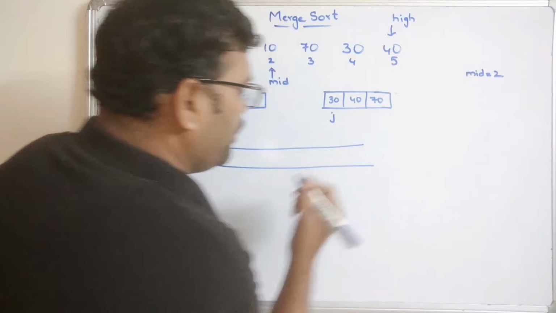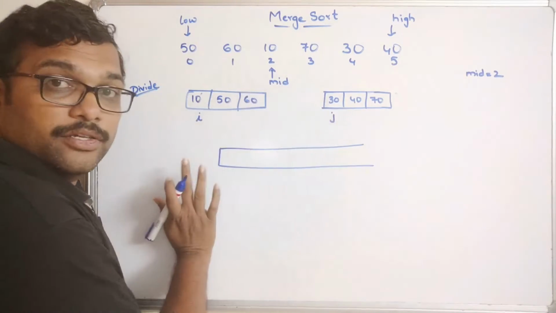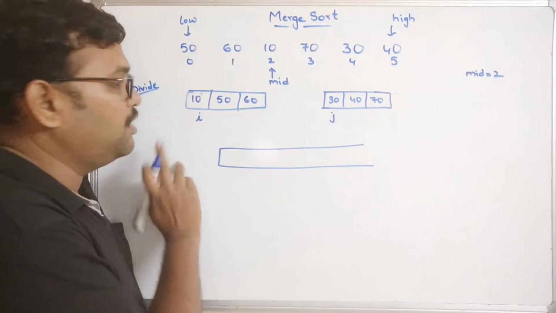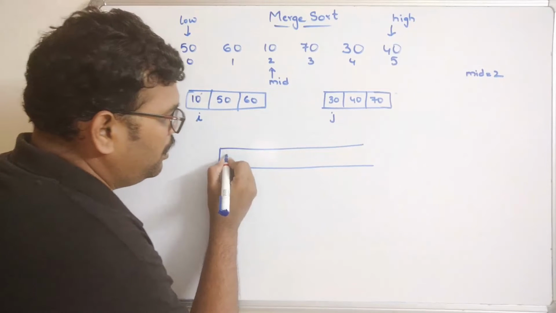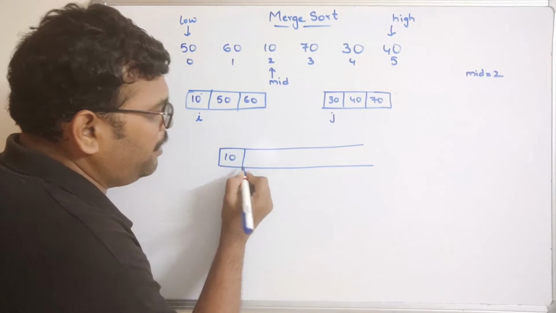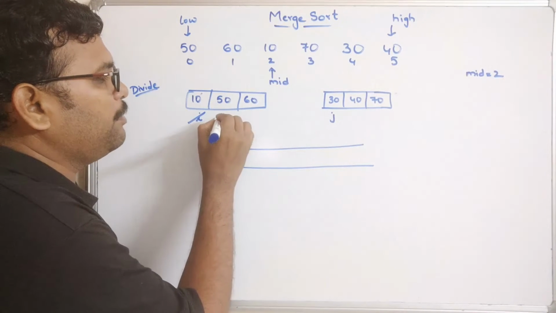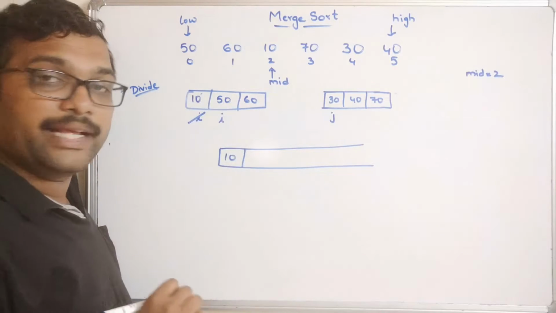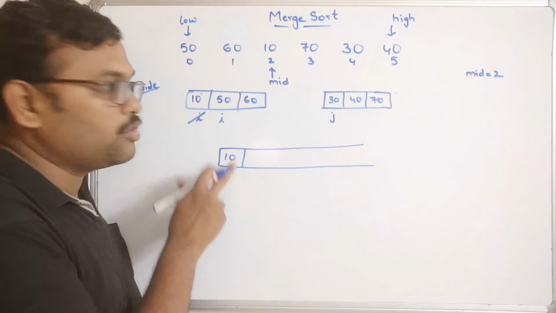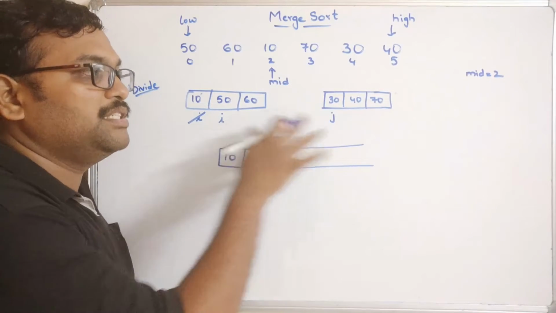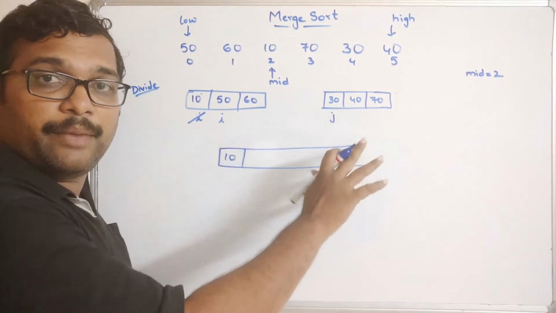Okay, this is a new array. So, 10 and 30. Which one is less? 10 is less, so obviously 10 will be stored in the new array, and I will be incremented to the next one, because 10 is already here, right? So I will be incremented to the next one. J remains the same.